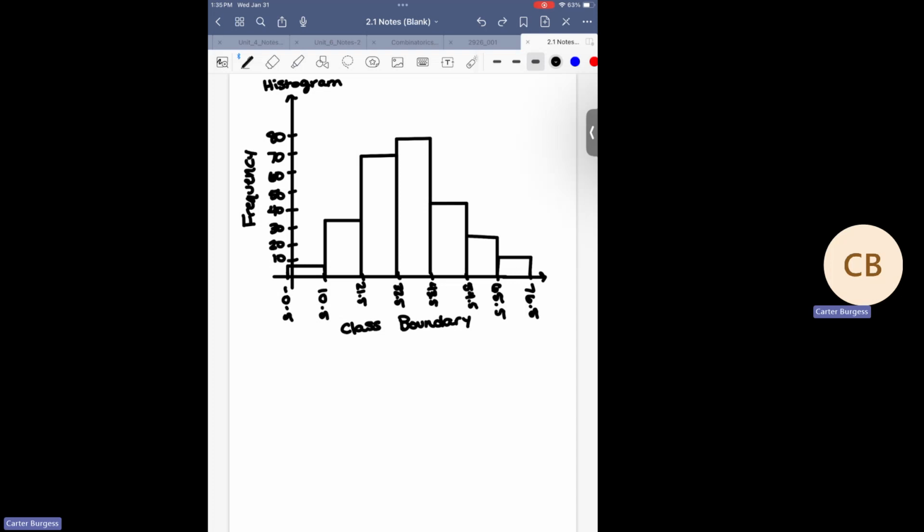But the 4 shapes are either going to be a uniform distribution, a symmetric distribution, a right skewed or positively skewed distribution, and a left skewed or negatively skewed distribution. Uniform, pretty straightforward. Every bucket is similarly filled. Maybe it might not be the exact same all the way across the board. We'd want it to be the exact same. That would be a truly uniform distribution.